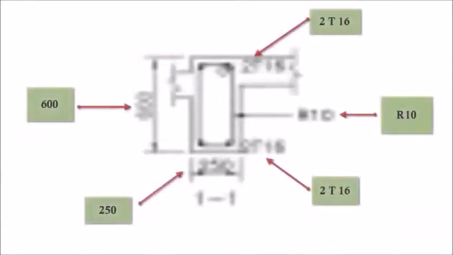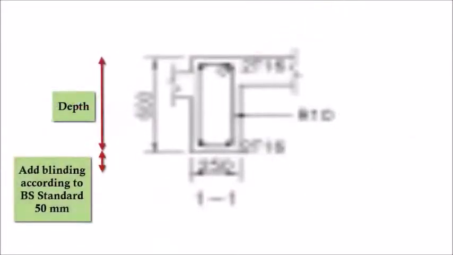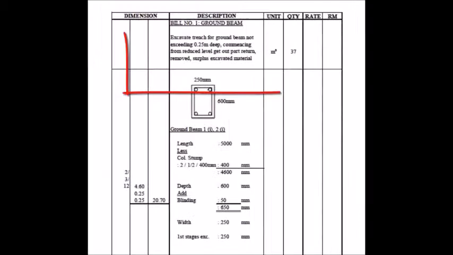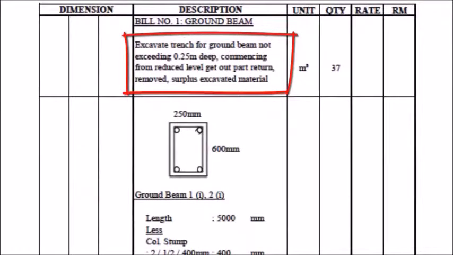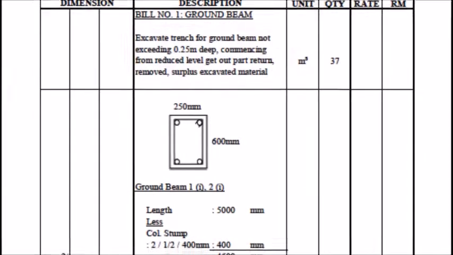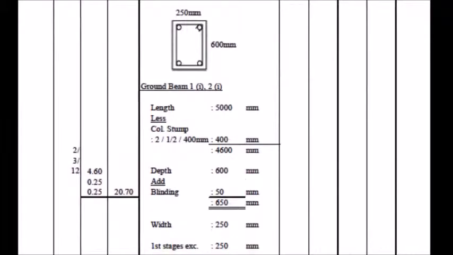From the detail plan of ground beam 1, we know that the depth of the ground beam excavation is 600 mm. Must not forget about the 50 mm of blinding. So, the total depth of the ground beam excavation will be 650 mm. Since the requirement for the first stage of ground beam excavation is not exceeding 250 mm deep, we can only take the depth as 250 mm.